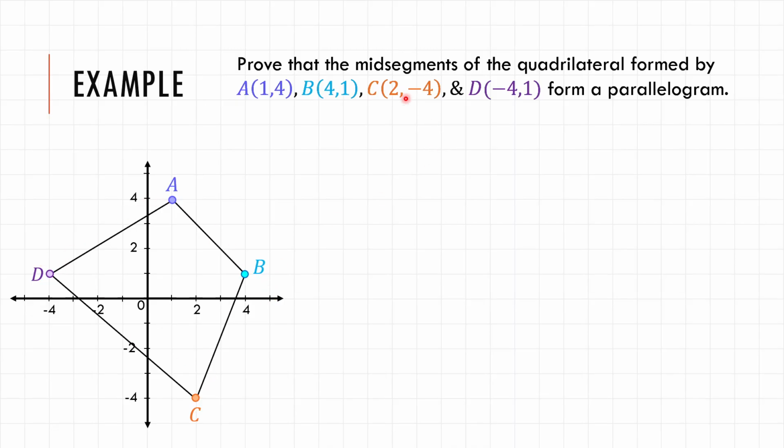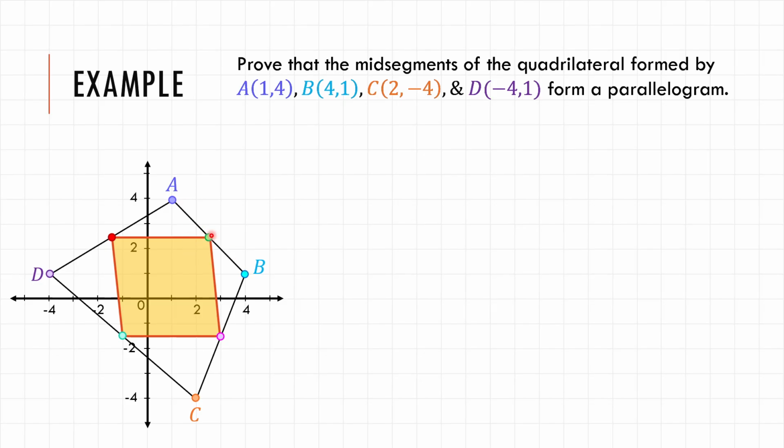If I want to find the mid-segments, I need to connect the midpoints of the sides. So first I need to find out what the coordinates of these 4 midpoints are. And then I have to make sure that the shape created by those mid-segments actually is a parallelogram. And here's how I'm going to do that.